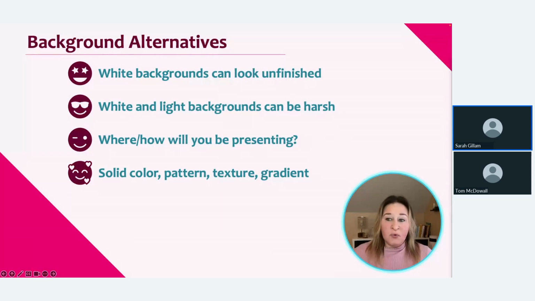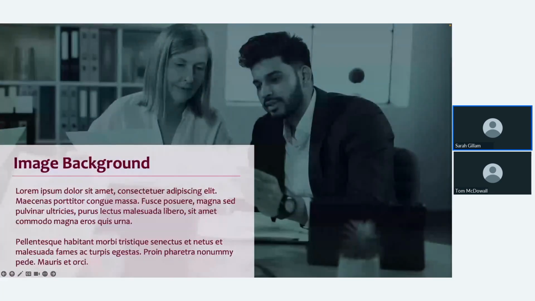We're going to look at images and videos as backgrounds right now. So you could use an image as a background. You can see the text box there has a little bit of transparency on it, and I can put all my content on there. You can see I darkened the picture so that it's not the focal point. It's just giving the slide a nice polish.